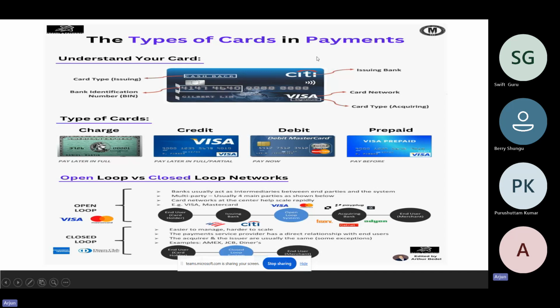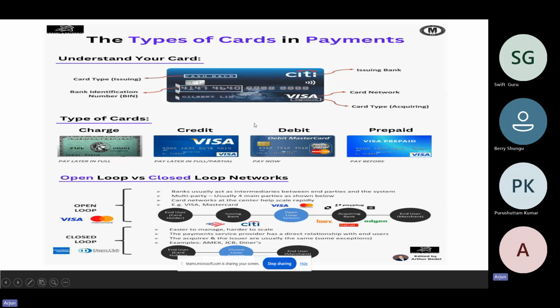So this is what we usually see as a card, right? We have the card number, the Visa or Mastercard branding, and what kind of card it is, whether it is a cashback card or a signature card. So what do all these things refer to?